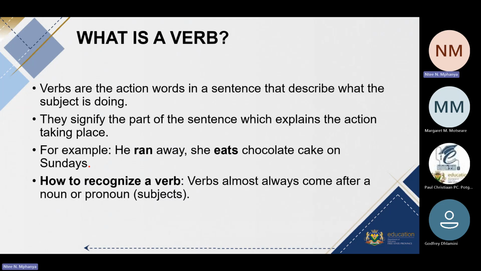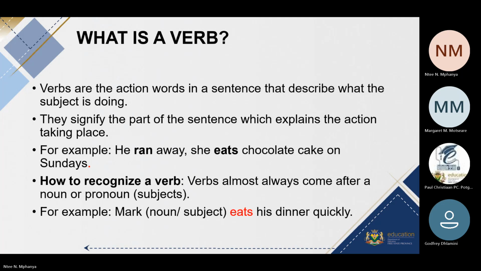How to recognize a verb? Verbs almost always come after a noun or a pronoun. Not always, but almost always. They come after a noun or a pronoun if that is a subject. Mark, which is a noun and a subject, eats his dinner quickly. Look at the position of the verb immediately after Mark, which is a noun or a subject in the sentence.